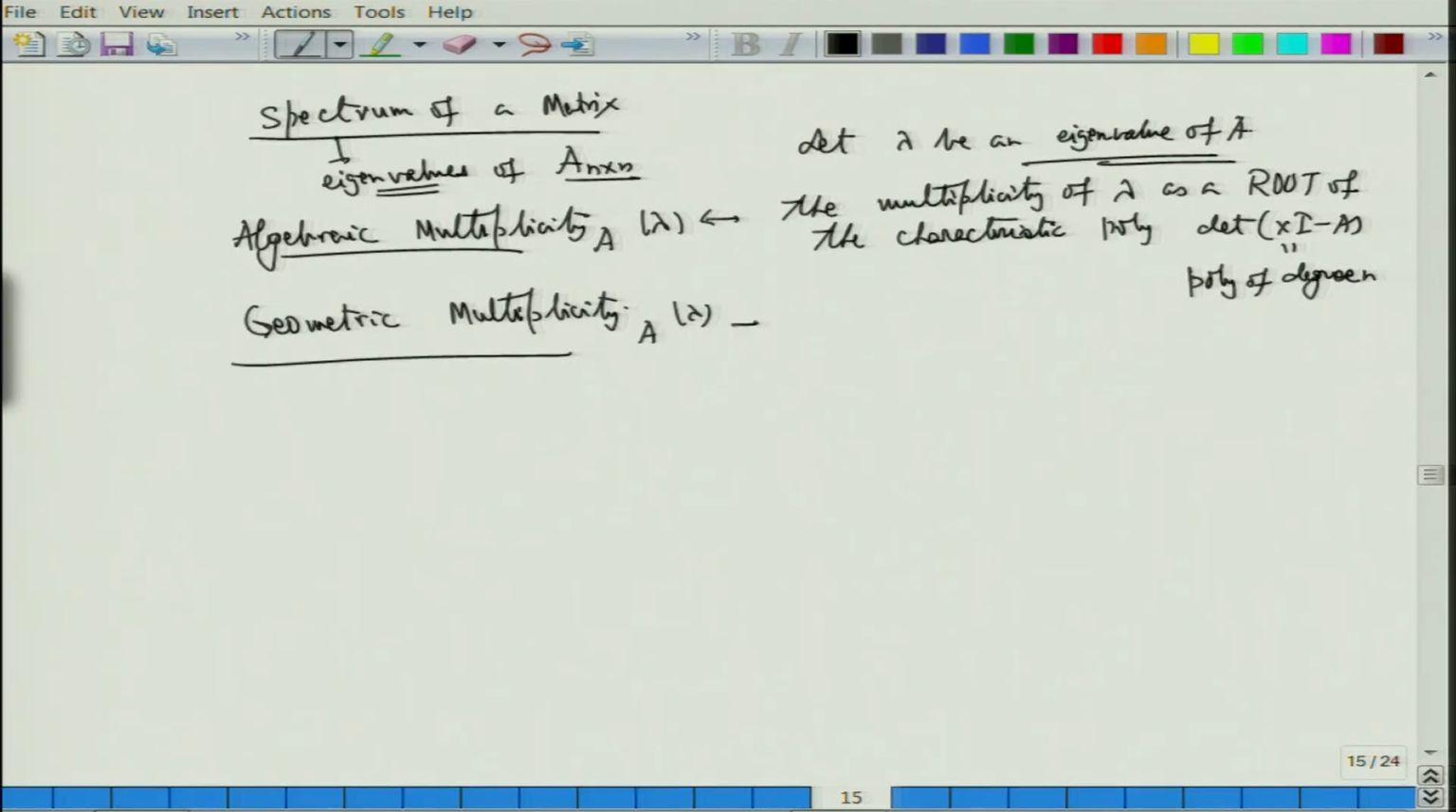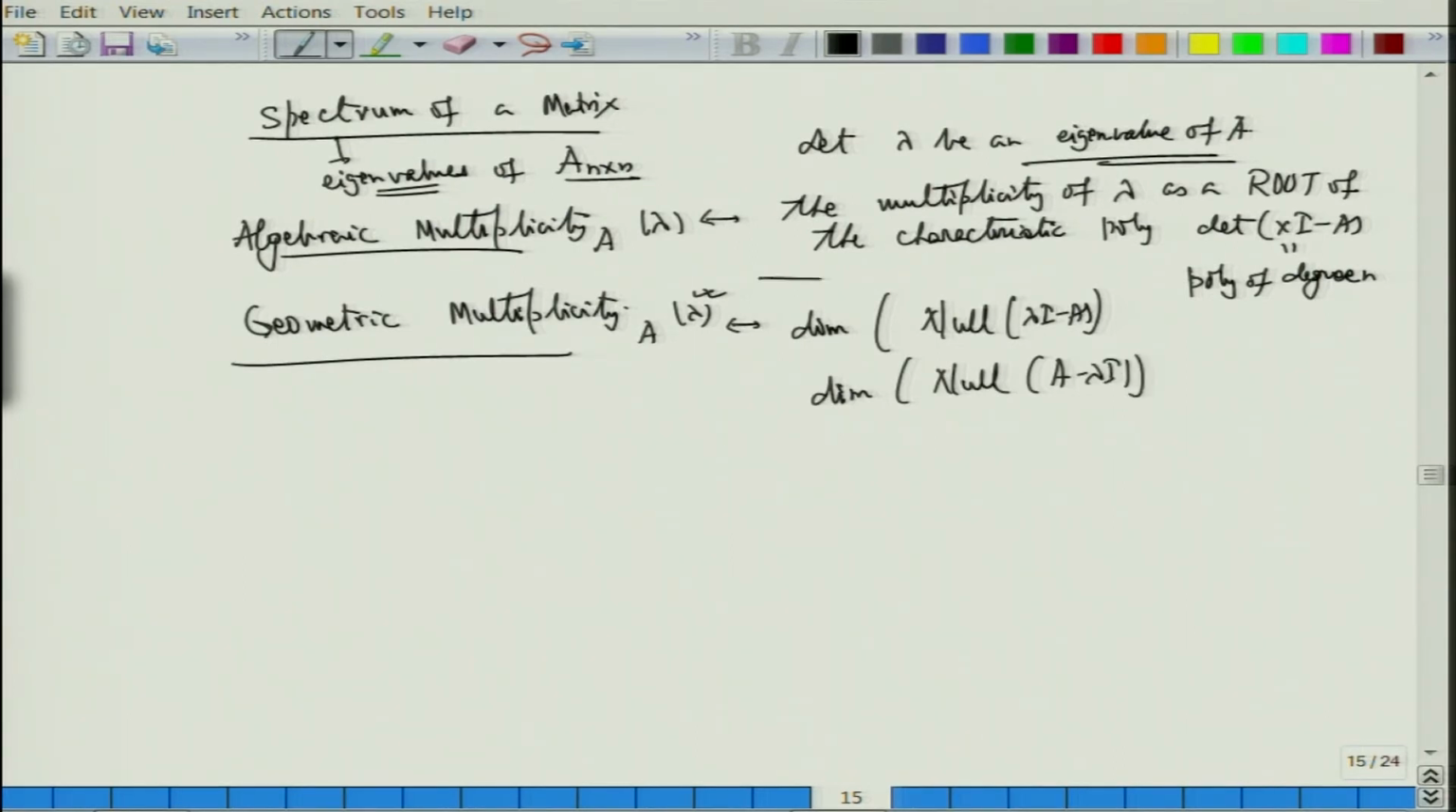And what is the geometric multiplicity? This corresponds to the dimension of the null space of lambda I minus A. You can write null space of lambda I minus A, or the same as dimension of null space of A minus lambda I, whichever you are comfortable with. So, geometric multiplicity is the dimension, fine.